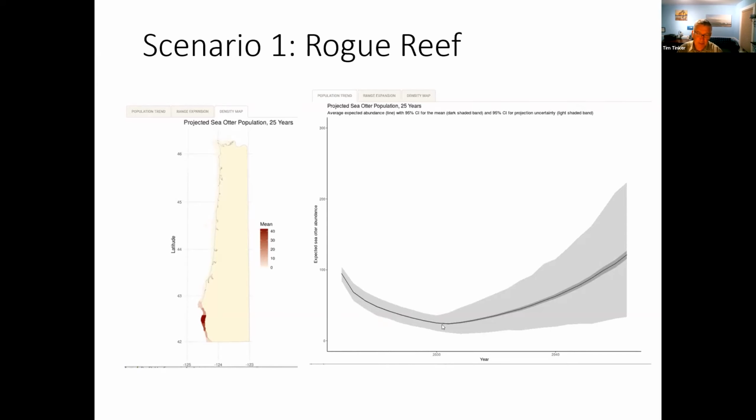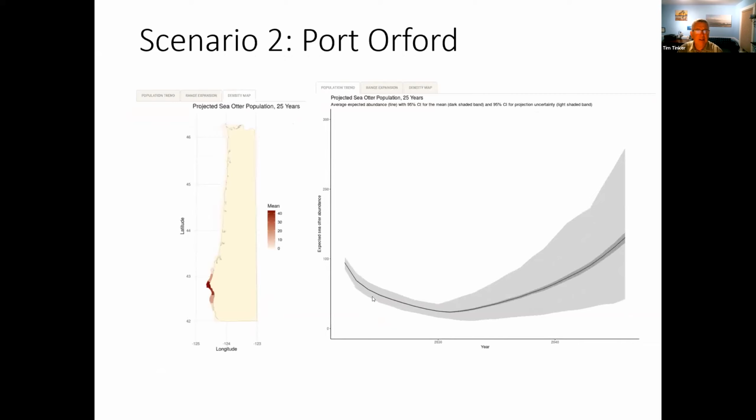Once the population becomes established after about a decade or so, growth resumes, and you can see quite rapid growth after that. So there's the Rogue Reef scenario. There's the Port Orford scenario. Again, you'll see the maps on the left. The outcomes are different depending on where the otters are released.